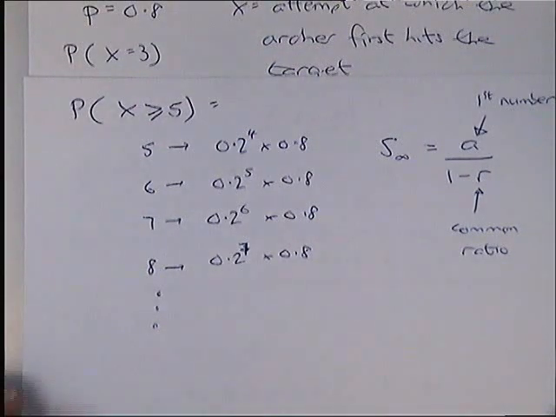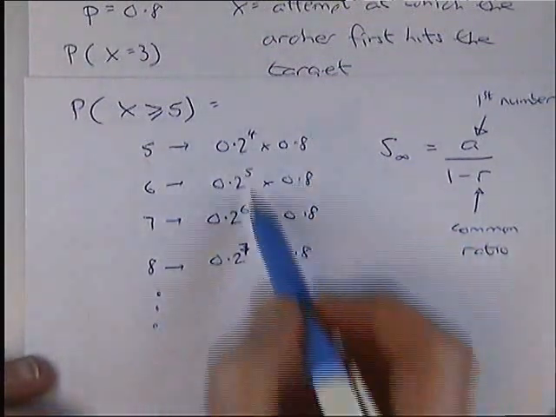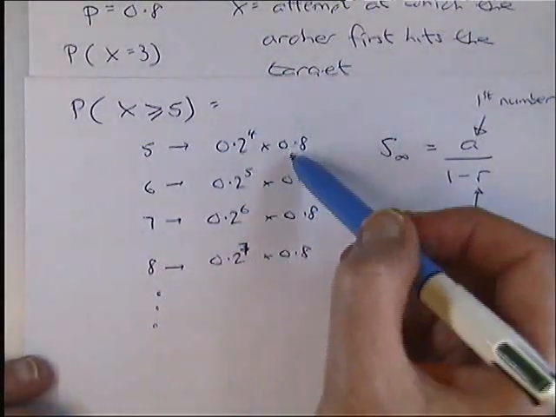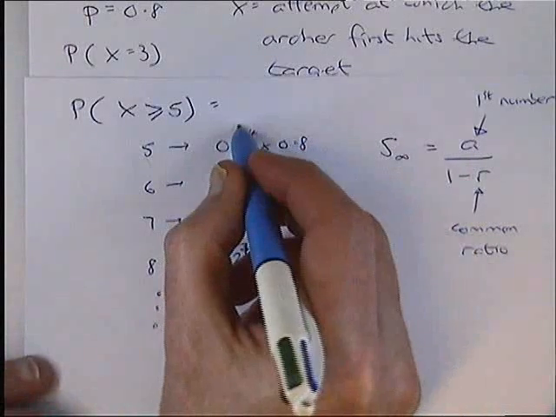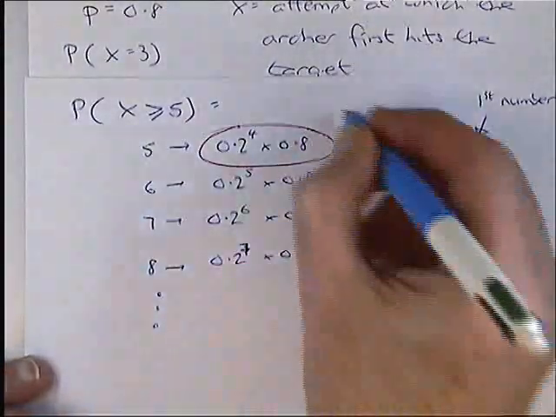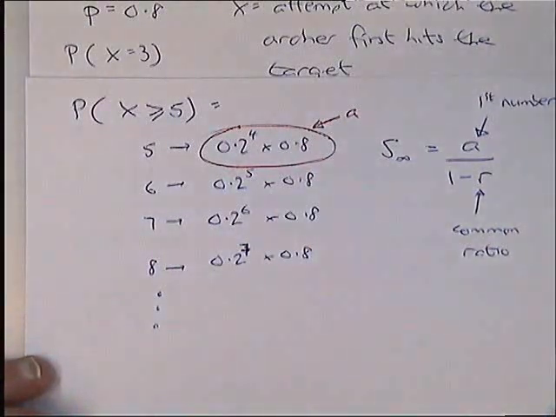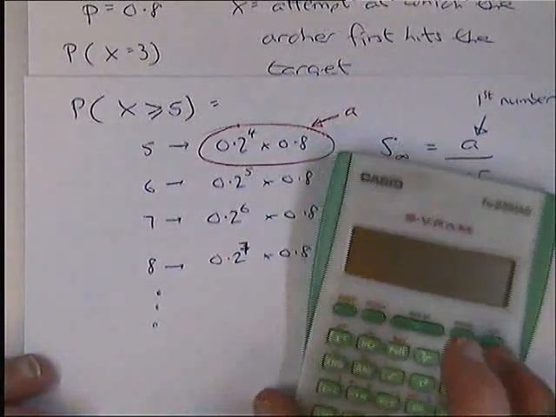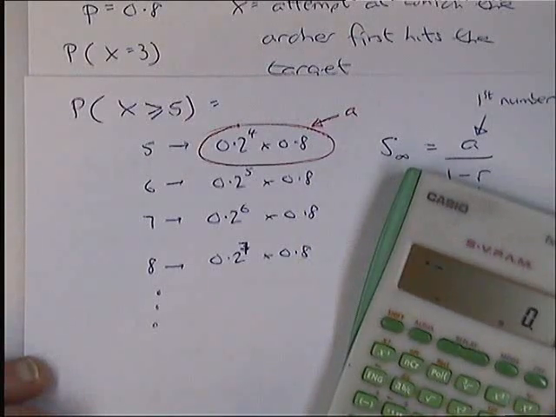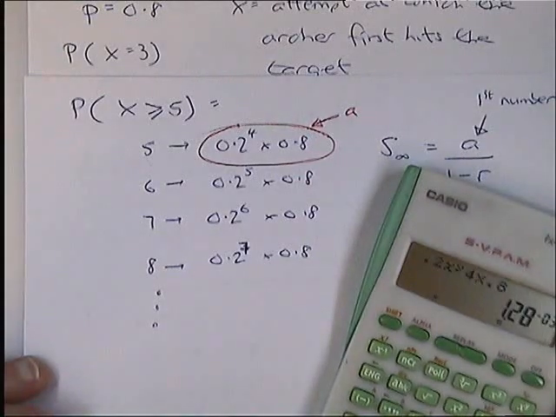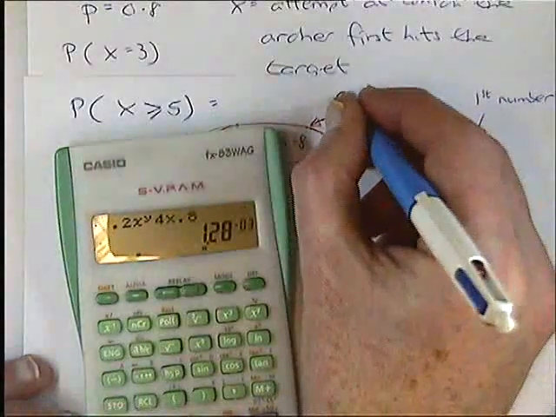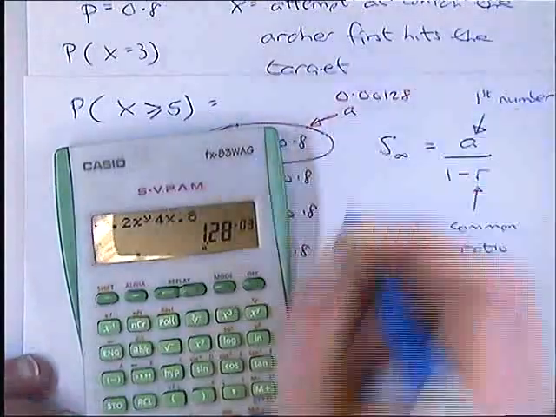So if we have a look at our list here, because we have to add up all of these probabilities, the first number we have to add up is the answer to that. So that is A. And if you want to, you could just leave it as a sum, or you could work it out on a calculator. 0.2 to the power of 4 times by 0.8, it is 0.00128.